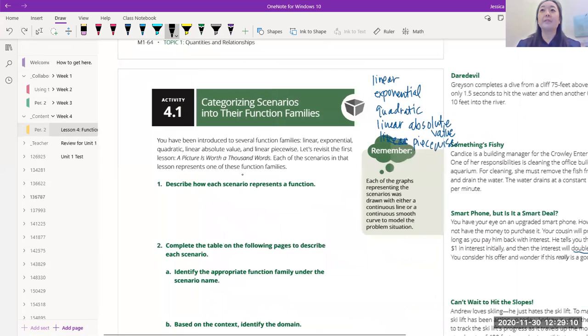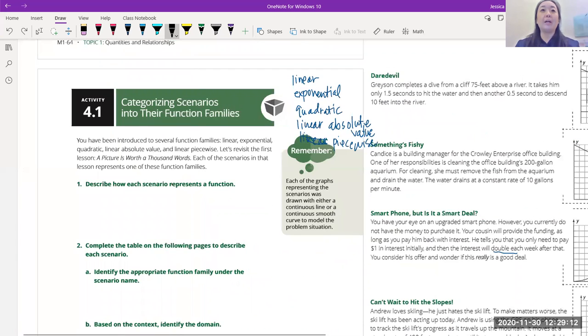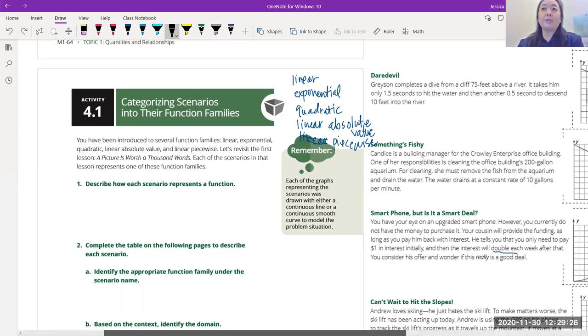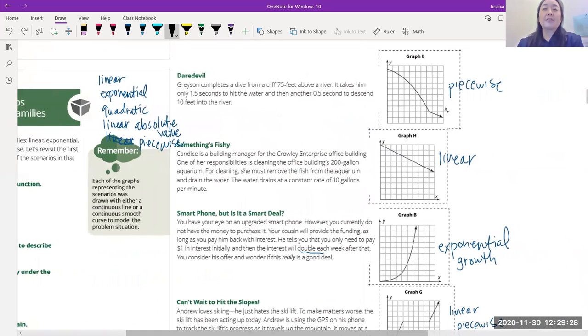So we looked over here. If you guys remember, this was our first lesson that we did. Remember, Dave did the daredevil, something's fishy, smartphone, but is it a smart deal? What we're going to do is a few things here. Remember, we had talked about what kinds of graphs these were: linear, exponential, quadratic, linear absolute value, and piecewise.